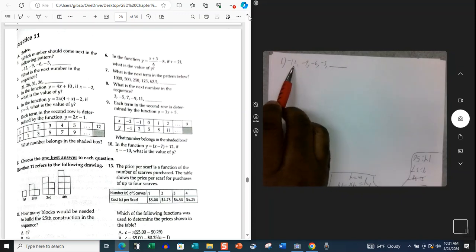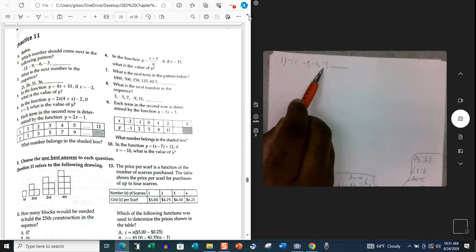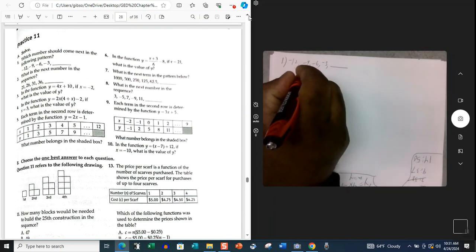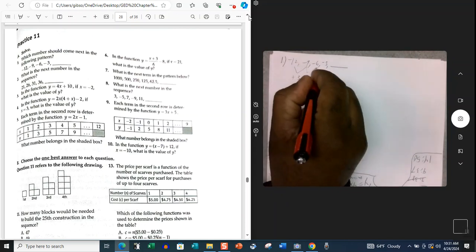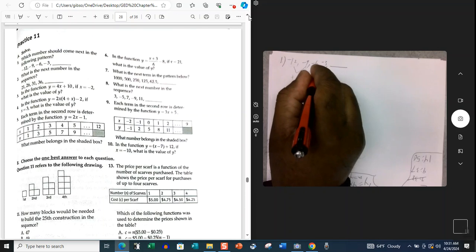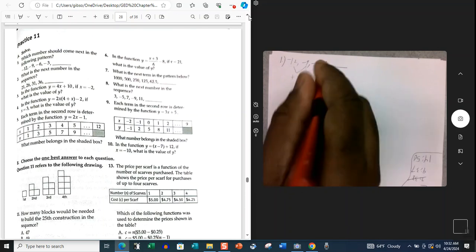Now we go from negative 12 to negative 9. From negative 9 to negative 6, and negative 6 to negative 3. So if you look here to go from here to here, you're adding 3. From here to here, you're adding 3. And from here to here, you're adding 3.